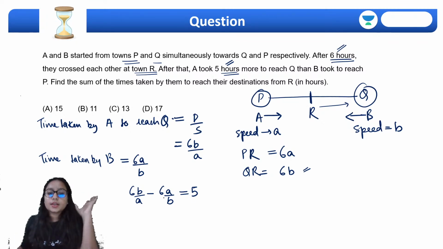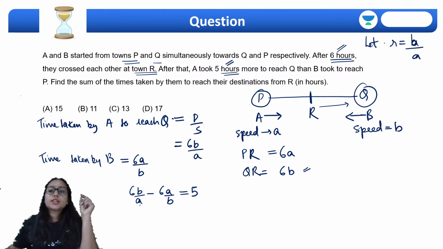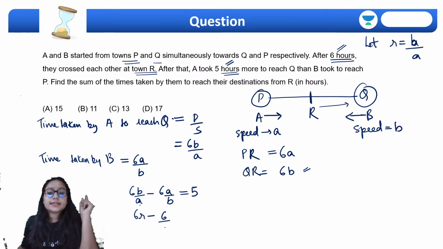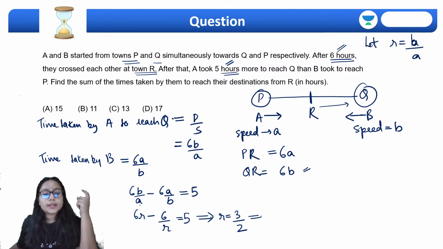Let us solve this. Now I have B upon A and A upon B. Let us take R as B upon A. So I can write this as 6R minus 6 upon R is equal to 5. When you simplify this, you will get a quadratic equation, and you will get the value of R as 3 by 2. If R is 3 by 2, it means B by A is 3 by 2. If B by A is 3 by 2, it means A by B is 2 by 3.